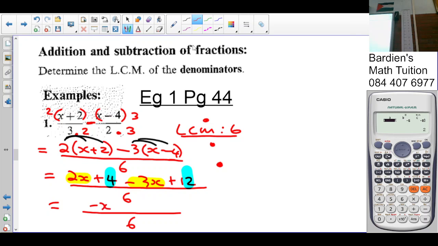And what's 4 plus 12? 16. At this point, we can say 6 goes into... 2 goes into here thrice, and 2 goes into here 8 times. You all agree with that? Huh? No! Why not? There are 2 terms on top in the numerator. Because of that plus, you can't do that. So what is your answer? Negative x plus 16 over 6. We will carry on in the next lesson.